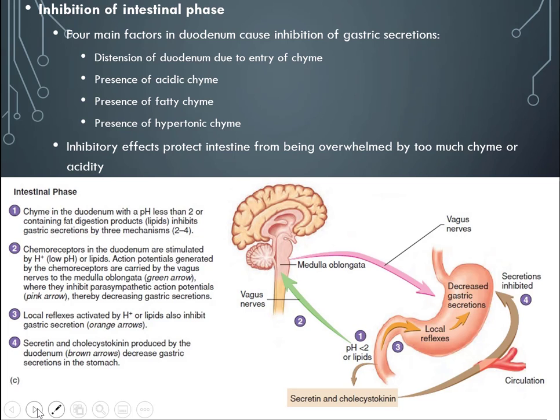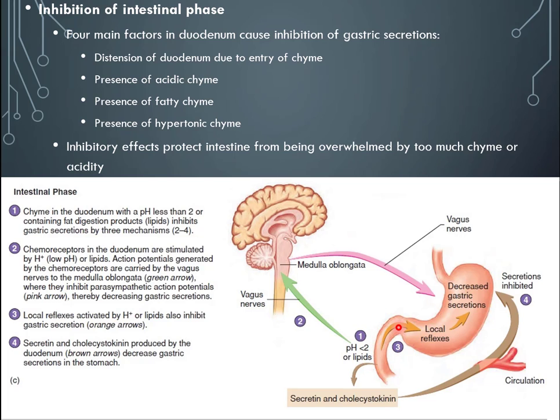Okay, the inhibitory effects protect the intestine from being overwhelmed by too much chyme or too much acidity from the chyme. Because if there's going to be a bulk of food in the stomach that needs to be emptied into the intestine, it has to be emptied very slowly in really very small spurts only. The spurts are, if I'm not mistaken, only like three contractions of the pyloric sphincter per minute. And that's going to be slowly releasing the acidic chyme into the duodenum.